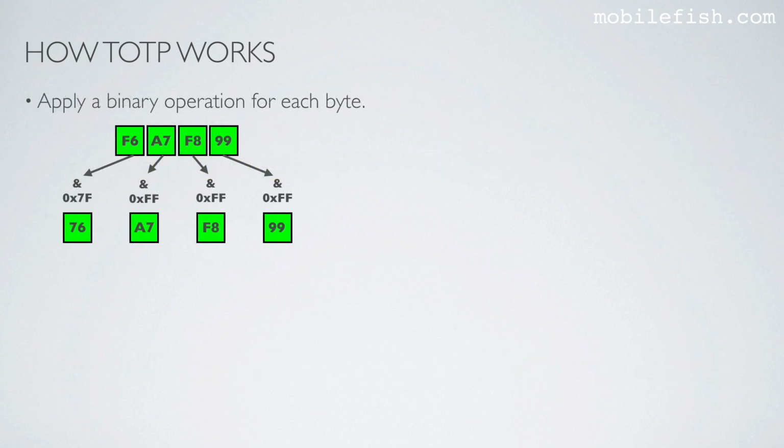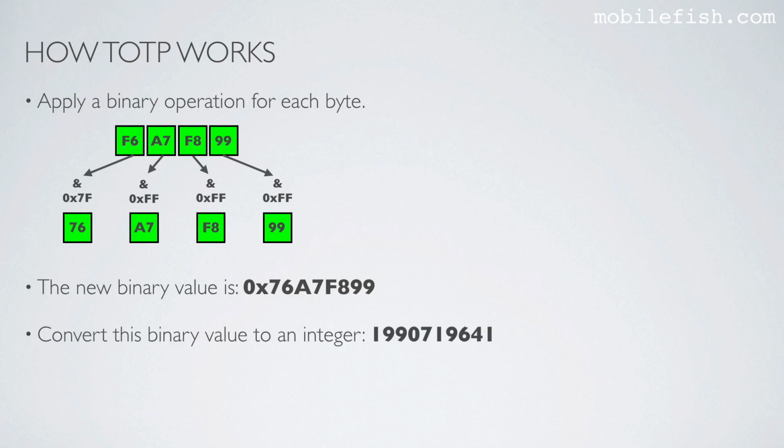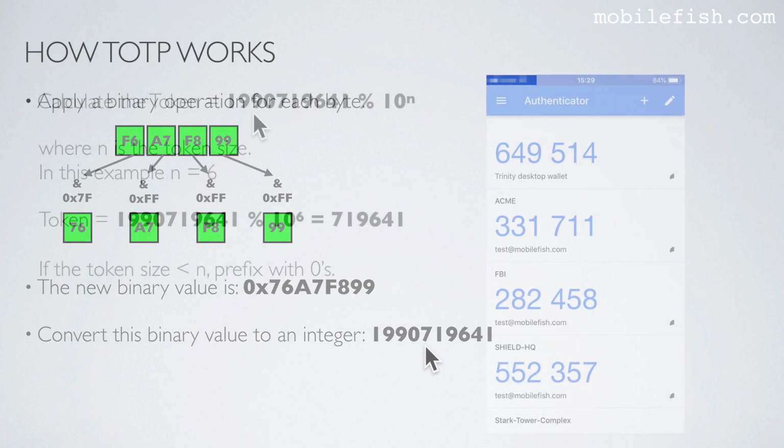Next, apply a binary operation for each byte. For this first byte, we apply this binary operation. And for the other 3 bytes, we apply these 3 binary operations. The new binary value is this. Convert this binary value to an integer, as you can see over here.